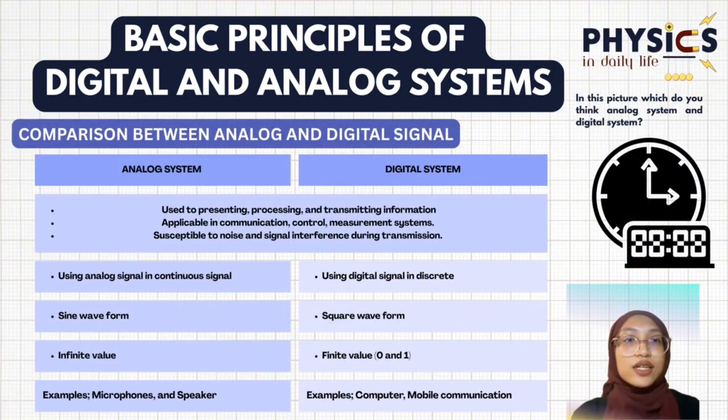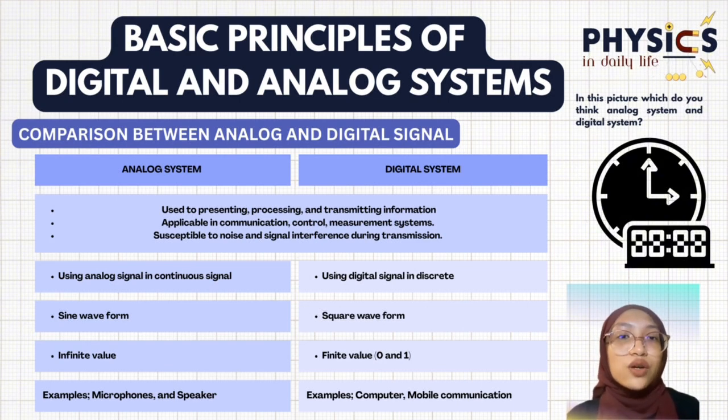Okay, this is the comparison between analog and digital systems. The first one is both analog and digital systems are used to present, process, and transmit information. They are widely used in communication, control, and measurement systems, and also susceptible to noise and signal interference during transmissions. The first difference is the type of signal used.